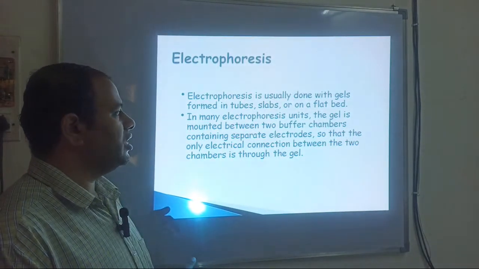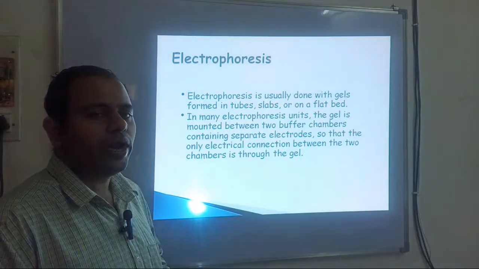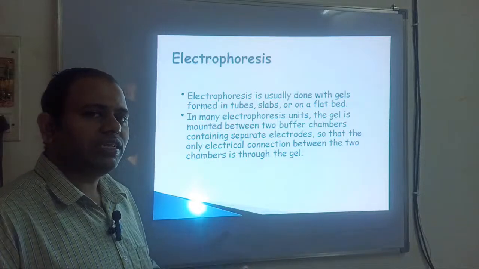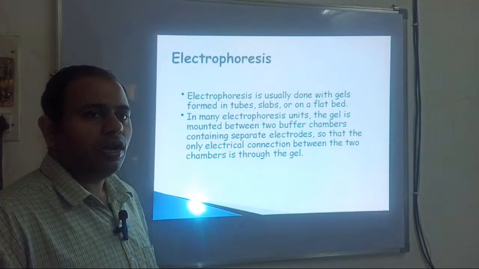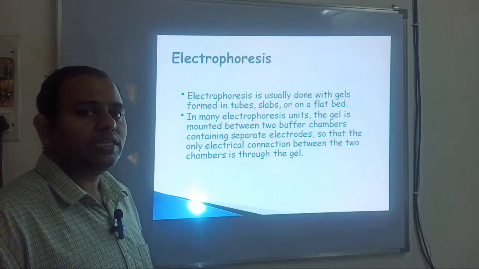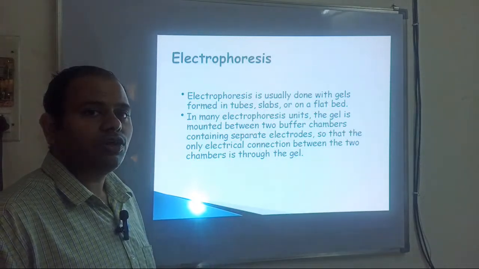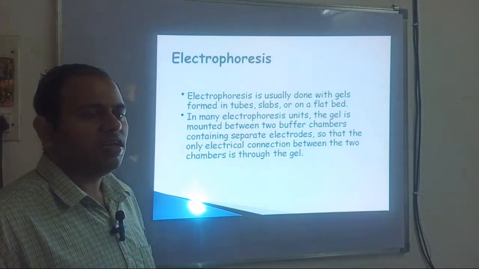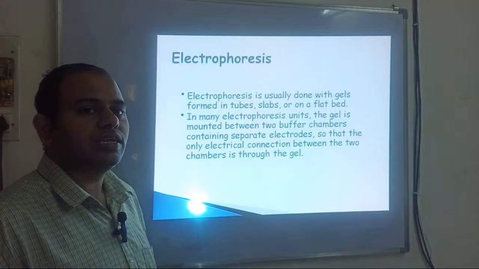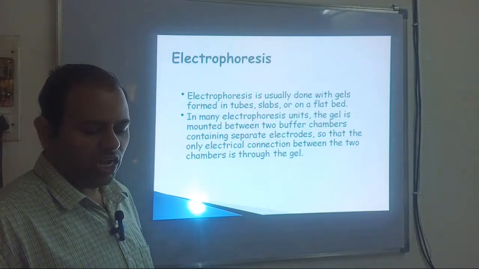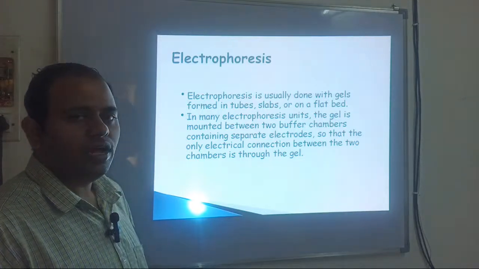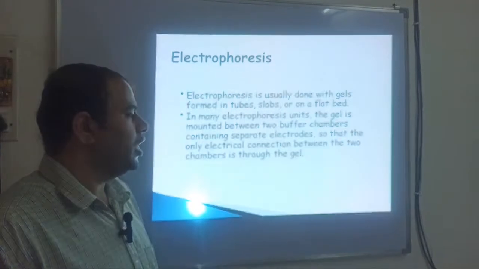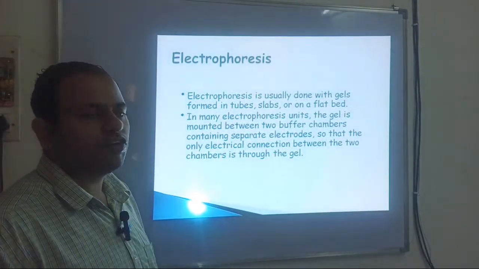Then there is a buffer chamber in which the buffer is poured and the gel is casted. There are two electrodes here, one is a cathode and the other is an anode. The cathode is always negative in charge and the anode is always positive in charge. Since cations are positively charged ions, they move towards the cathode, which is negative in charge. So always the anode here will be positive and the cathode will be negative. This is all present in the electrophoretic chamber in which electrophoresis is done.